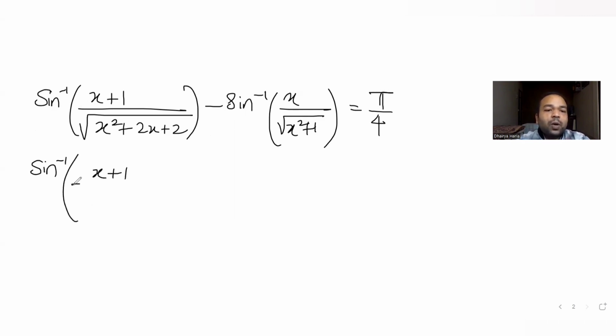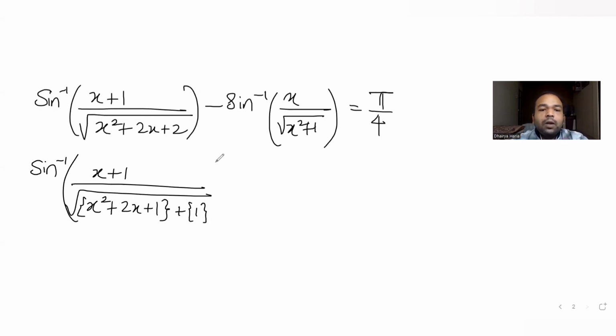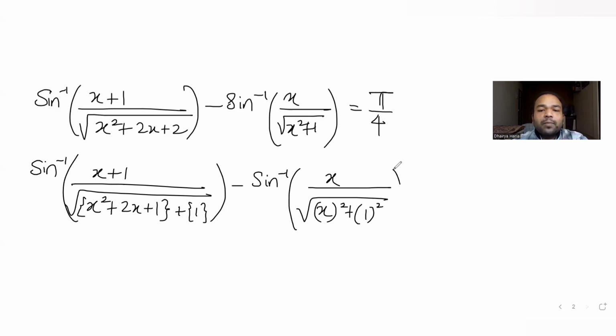So first, looking at sine inverse of (x plus 1) upon the square root, I can write this in terms of a perfect square, a square plus 2ab plus b square. So I need plus 1 here, so I can split this plus 2 as plus 1 plus 1. So x square plus 2x plus 1 is your perfect square, and you are left with 1. Minus sine inverse of x upon square root of, again I can write that as, x square plus 1 square, equal to pi by 4.